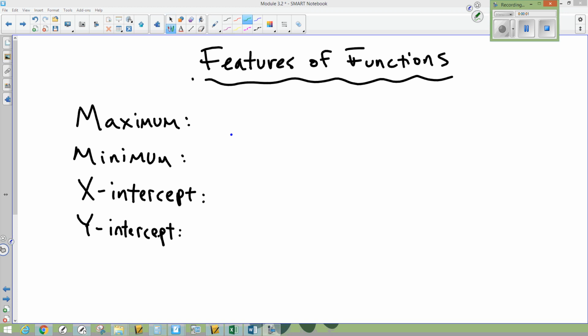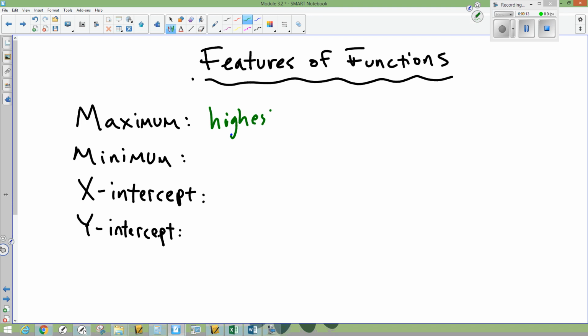So when we hear the word maximum, what is it? What's a good definition for that? Yeah, max. Yeah, the most of something, right? So in this case, we're going to say this is the highest y value. Whenever we're talking about maximums or minimums, we're going to be talking about y values, so up and down on a graph. Okay, so the maximum is the highest y value.